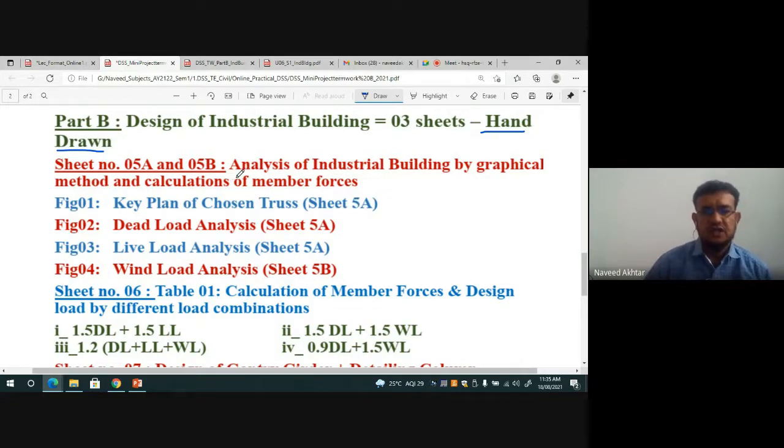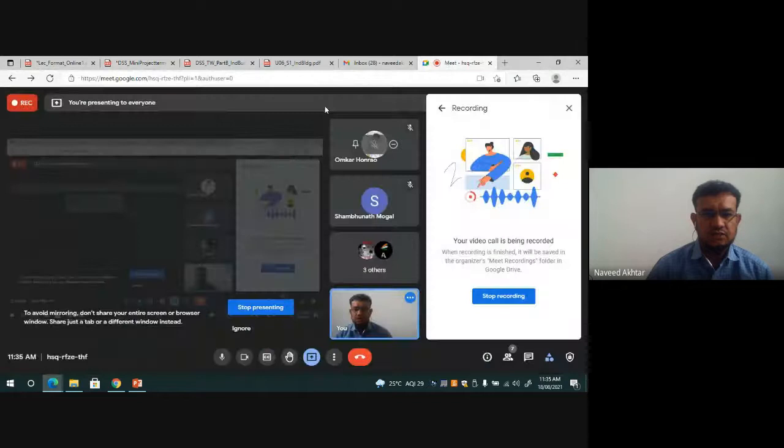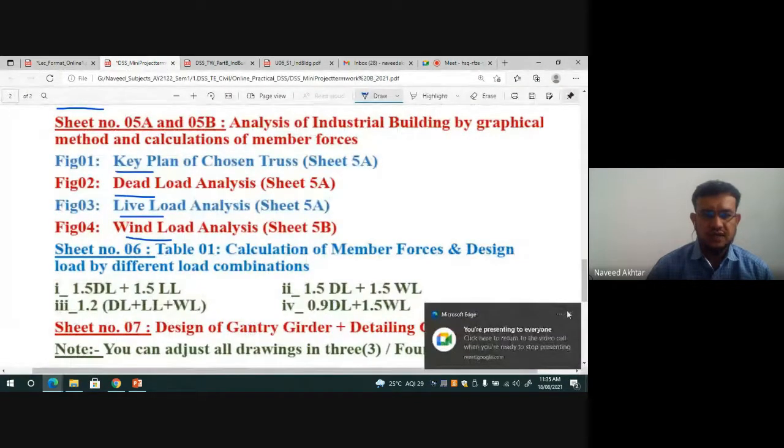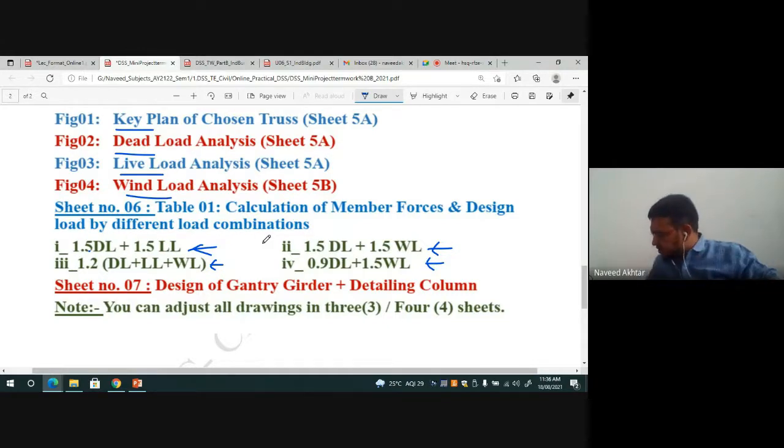And already this is discussed with you that you have to make a key plan of your shed, then dead load analysis by graphical method. Based on this, you have to prepare a force table. From the force table, you have to make the worst combinations of loads, and based on these load combinations you have to design the trusses, and then you have to draw details of your trusses. You have to complete the task very well.